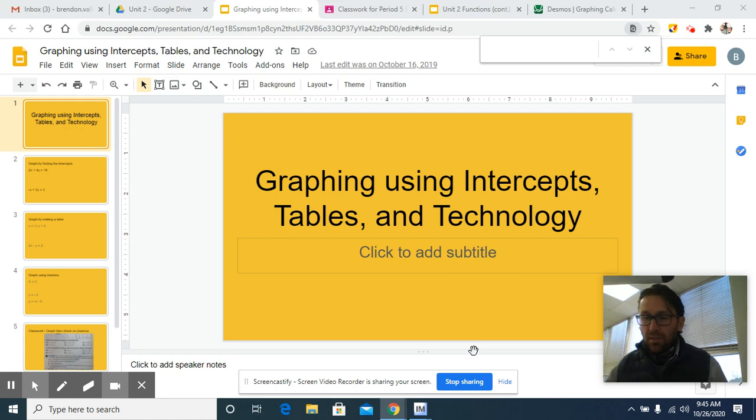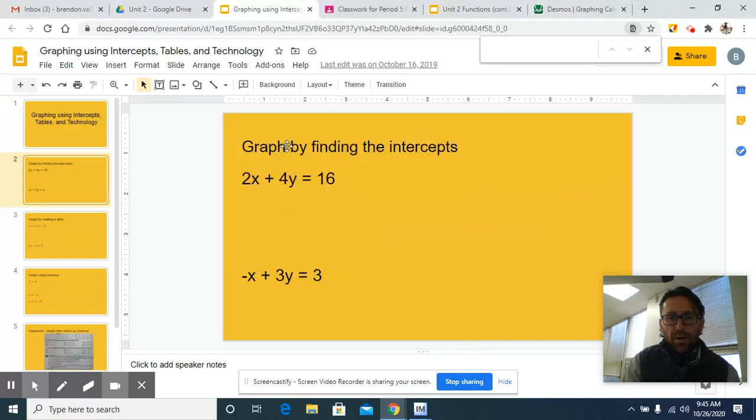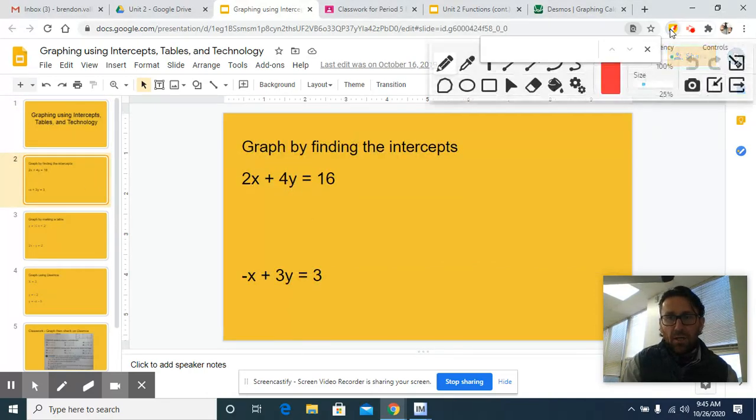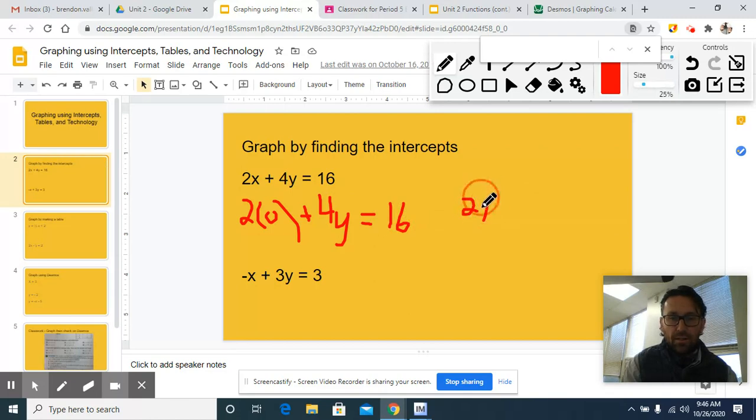Okay, a little bit of a review from yesterday, and then I just want to show you how you can check your work. So if we're asked to graph using intercepts, just remember that we're going to plug in 0 for x and solve for y. And then you're going to plug in 0 for y and solve for x.